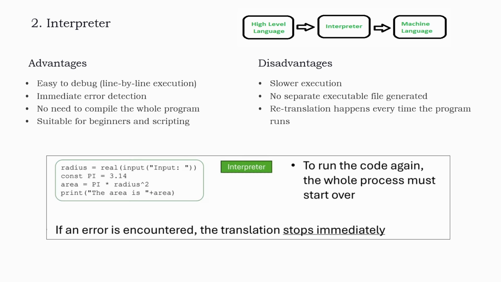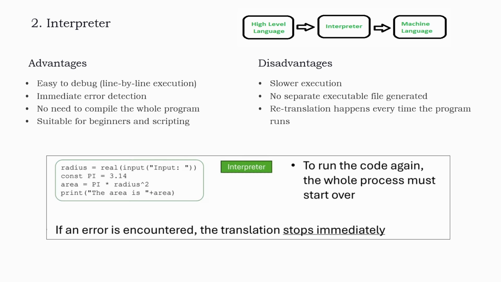Next, immediate error detection. The interpreter stops execution exactly when the error occurs. No compilation is required. The program runs directly without creating any executable file, and it is mainly suitable for beginners, as interpreted languages are easier to learn and test. And it has automatic memory management. Many interpreted languages handle memory automatically.